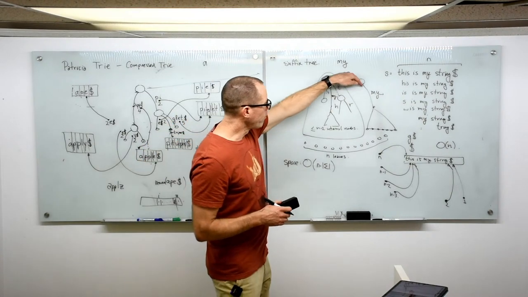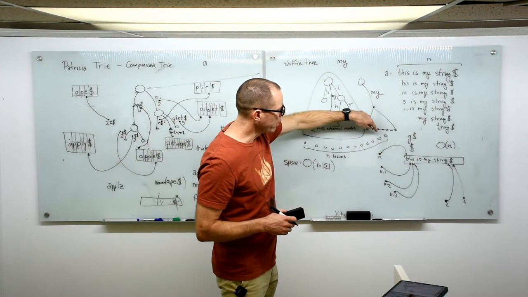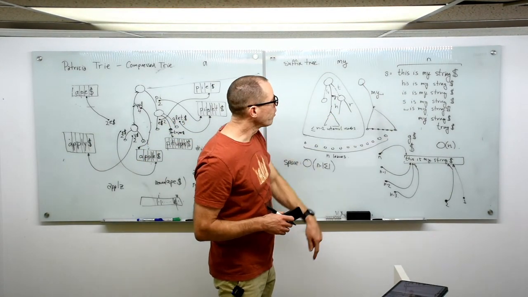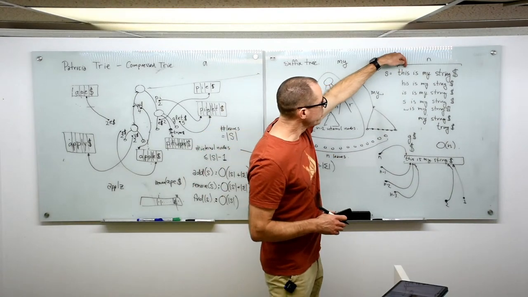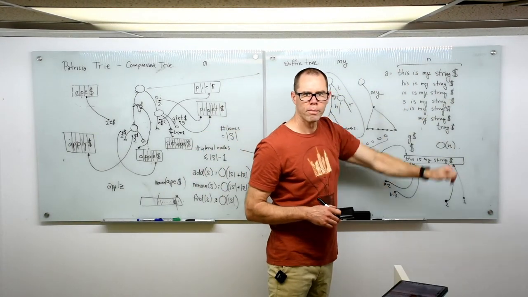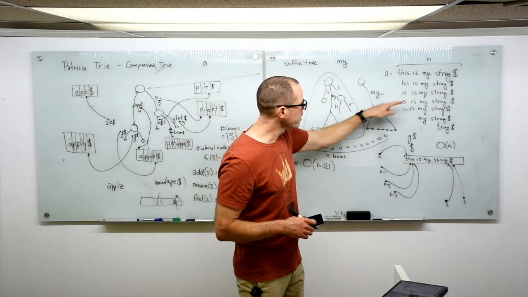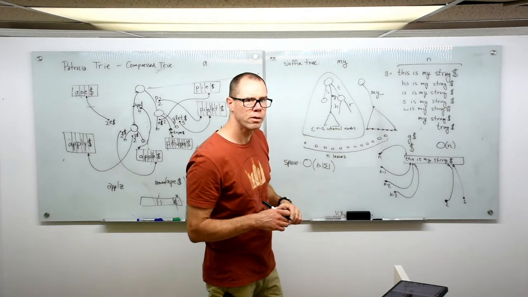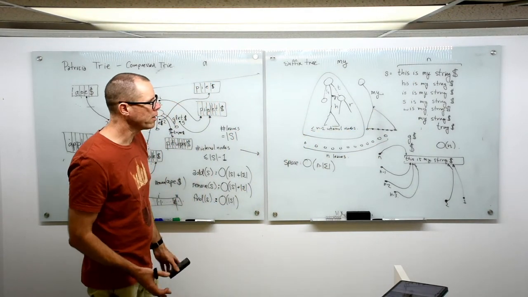So if I traverse that subtree and look at each of these leaves, what I will find is every position in my string where "my" occurs. Each leaf corresponds to exactly one position where that substring occurs. And I can do that for any substring.